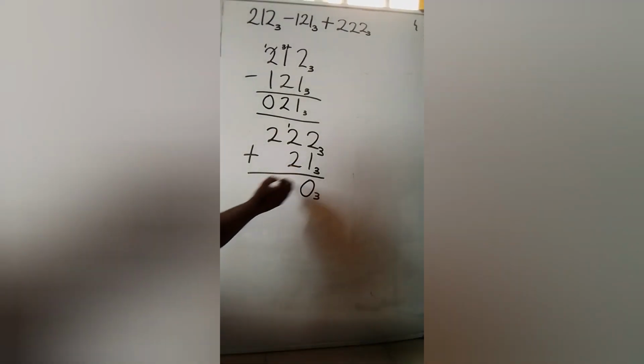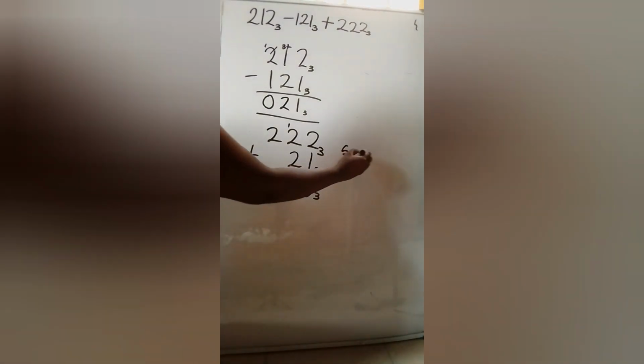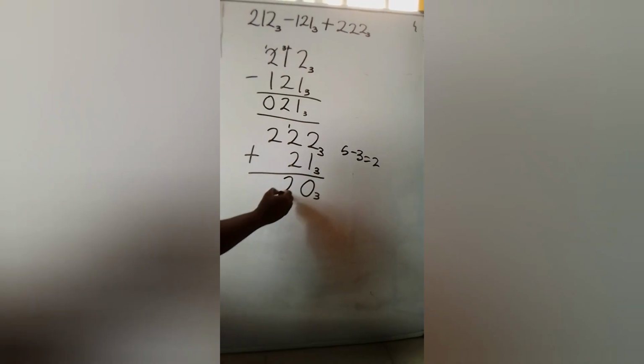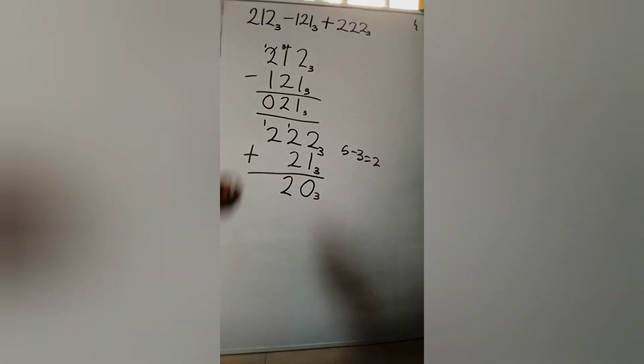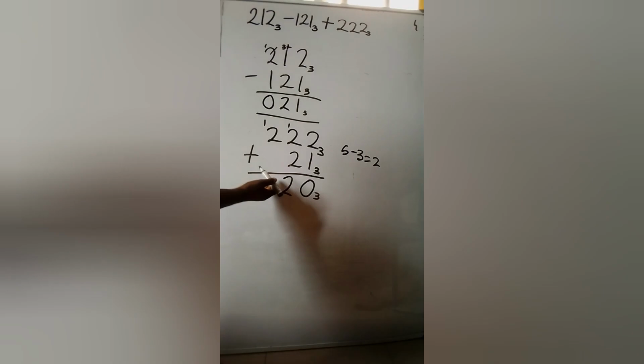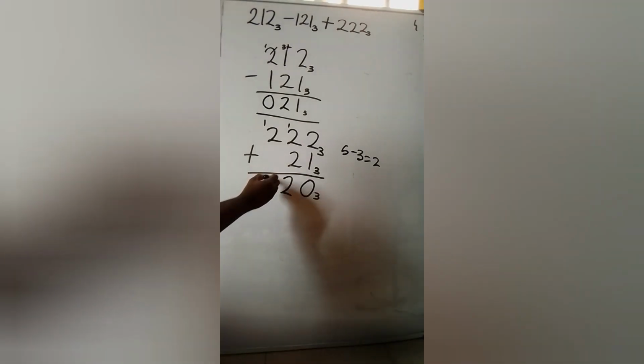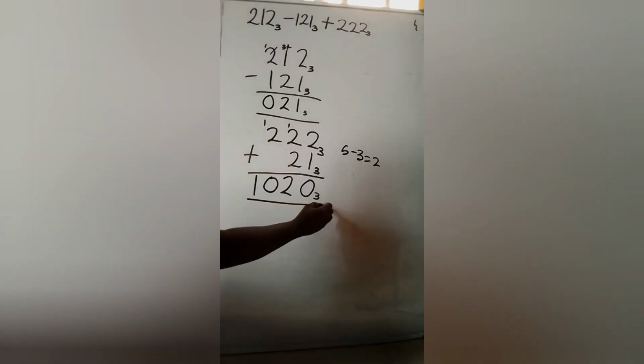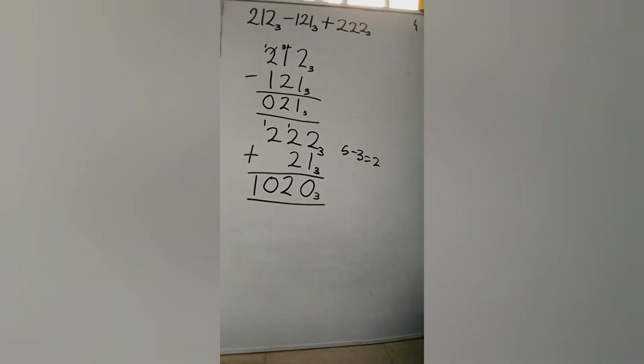So we write 5 minus 3 is 2. So this is 2, carry 1. 2 plus 1, 3. We can't write 3 here. We write 0, then write 1. So this is our final answer: 1020, all in base 3.